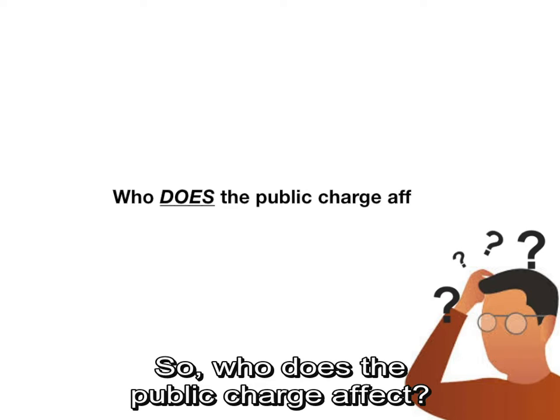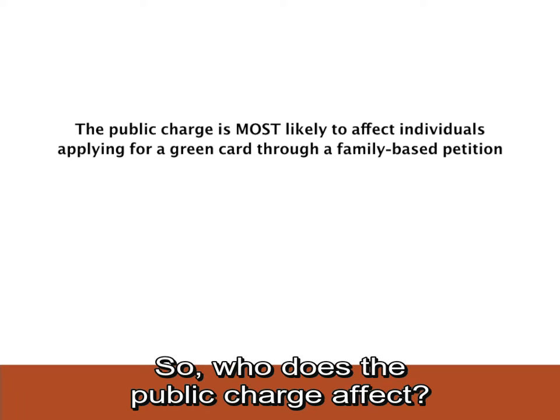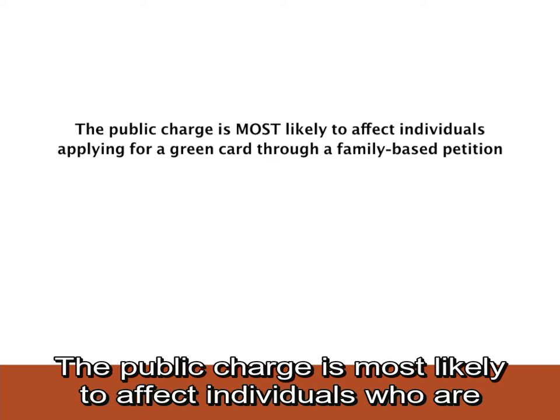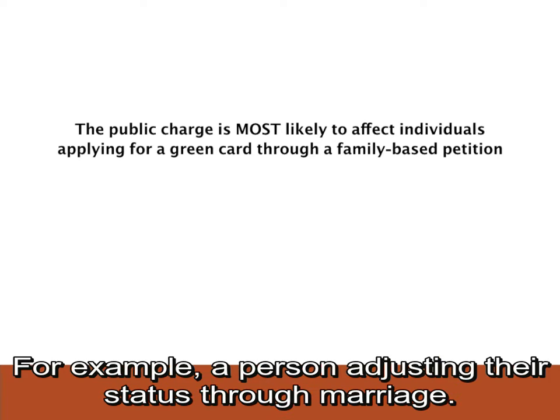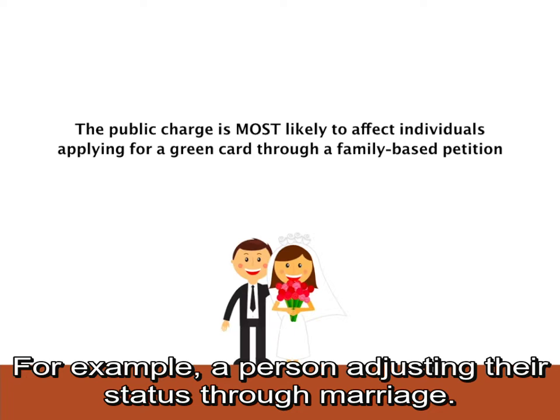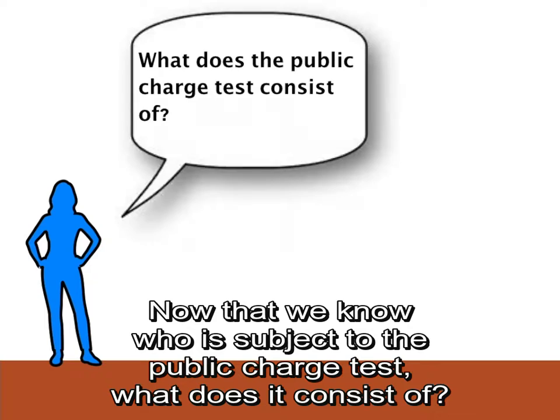So, who does the public charge affect? The public charge is most likely to affect individuals who are applying for a green card through a family-based petition. For example, a person adjusting their status through marriage. Now that we know who is subject to the public charge test, what does it consist of?